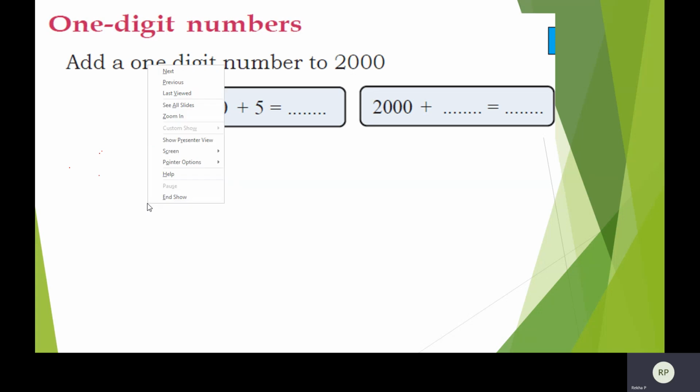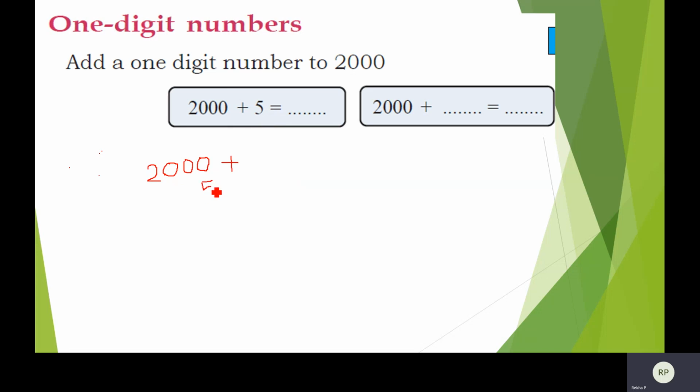It's getting kind of much, so I just erased. Alright, so let's write 2000, plus you have to add 5. This 5 is again a one digit number. What is its place value? It is in the ones place, so you have to write it under the ones place. 0 plus 5, you will get 5.